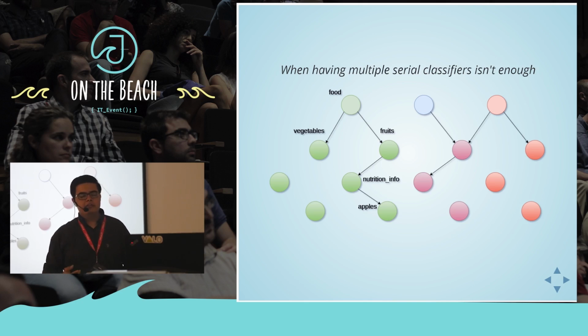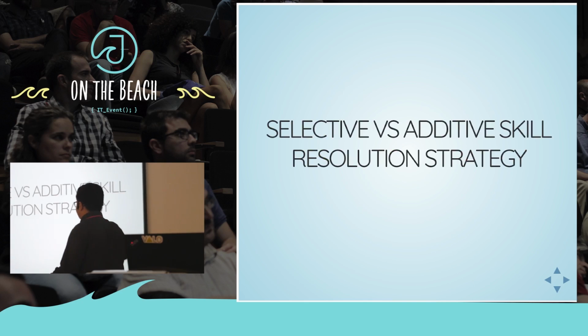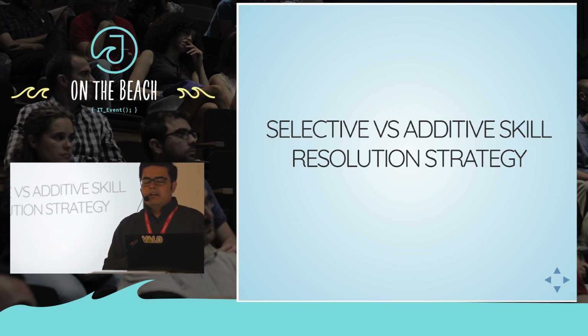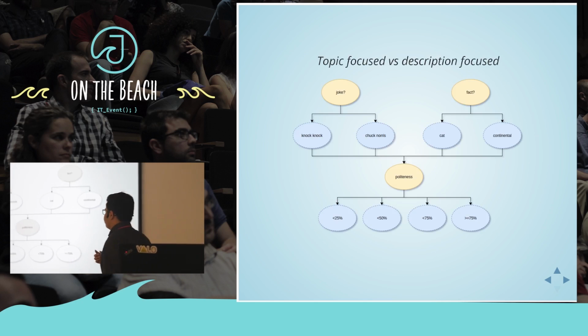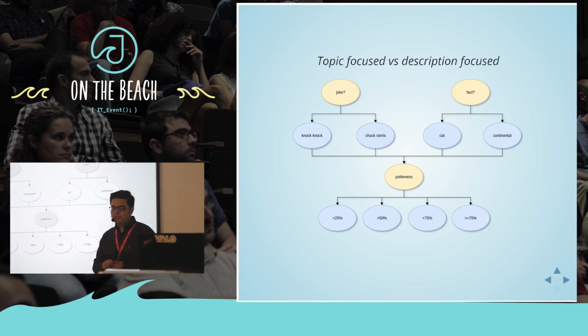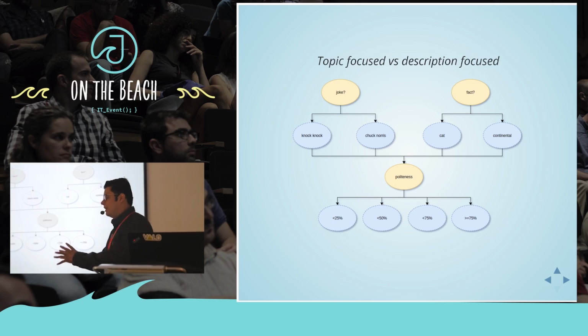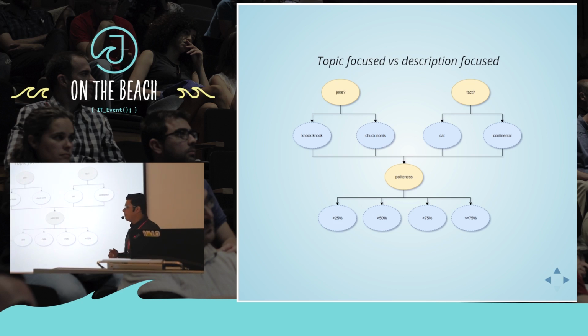And this is where you can use something like a skill resolution strategy. This is where you provide a custom algorithm that tells the framework what kind of resolution strategy you want to use, if you want to be selective or if you want to be additive, and this is what it looks like. Selective is where you're picking certain things out and basing your decision on that. Additive is when you're collectively making a decision, considering everything in the path.